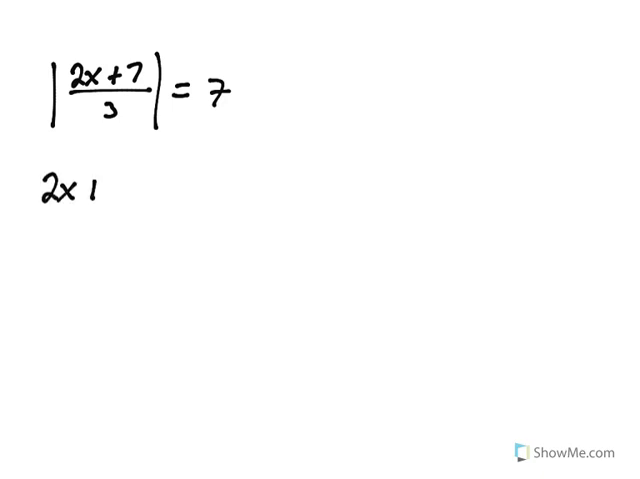Let's do another example. The absolute value of 2x plus 7 divided by 3 equals 7. Okay, so we're going to write two equations. And when we write the two equations, we write them without the absolute value sign, because we're taking into account that one is positive and one is negative. Okay, so just keep that in mind.